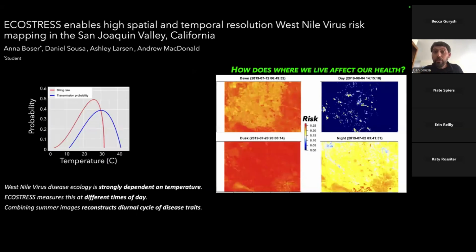Moving on quickly to health. The same set of observations, also in California here, can be used to make maps of things like mosquito-borne disease risk. Here we're looking at West Nile virus, which is a major issue here in California, particularly in agricultural regions. And one of the cool new things we have now is an instrument called ECOSTRESS, which is a thermal imager on the space station.